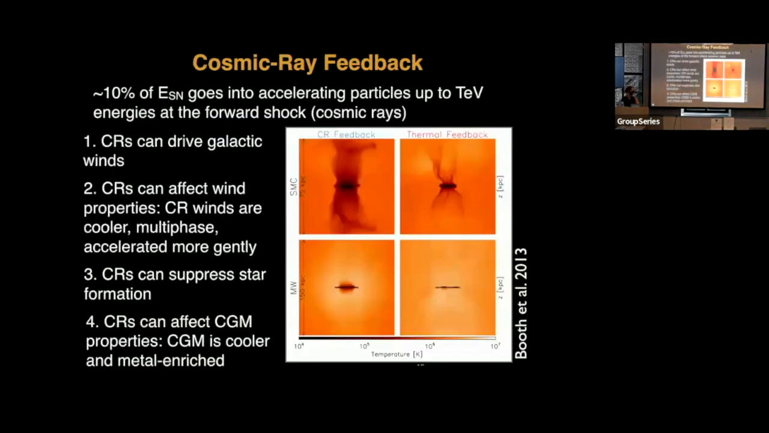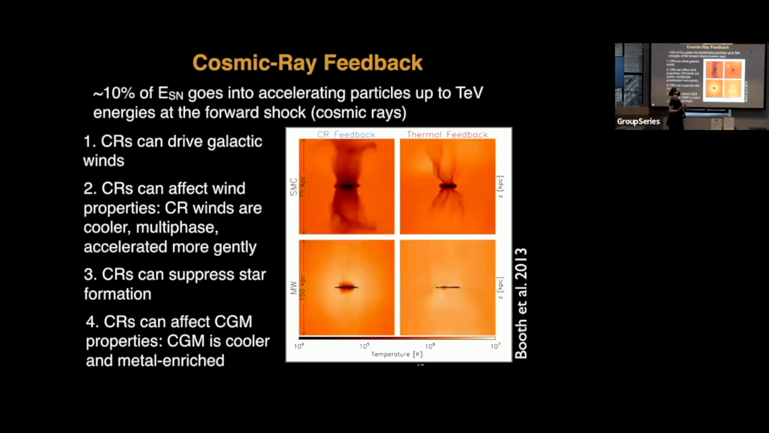And I want to mention cosmic rays here because there's really been a ton of work in the last 5 to 10 years about the role of cosmic ray feedback. And this is my little summary slide for why they're important. In general, we think that something like 10% of the kinetic energy of supernovae goes into accelerating cosmic rays. I also think that stellar winds and AGN are important for cosmic rays as well. And there's been a lot of simulations incorporating cosmic rays, showing the different ways that they're important.